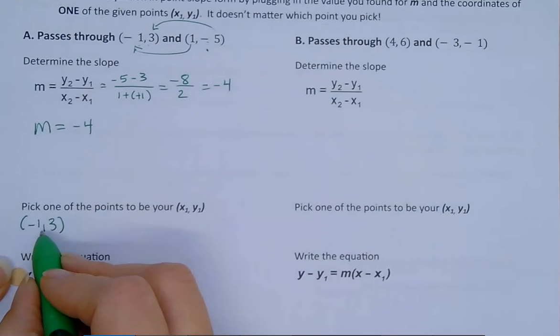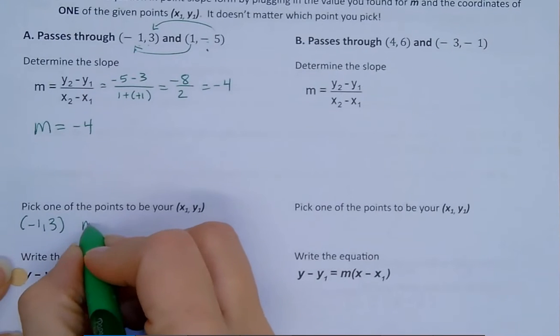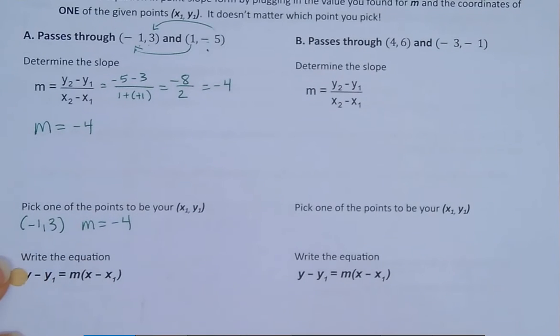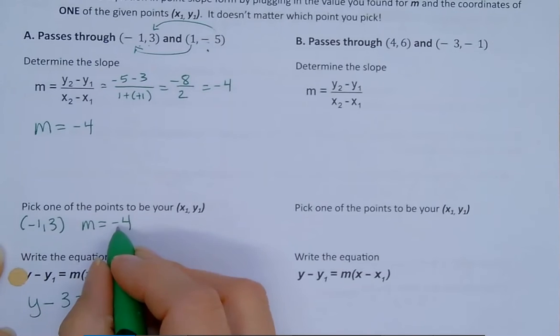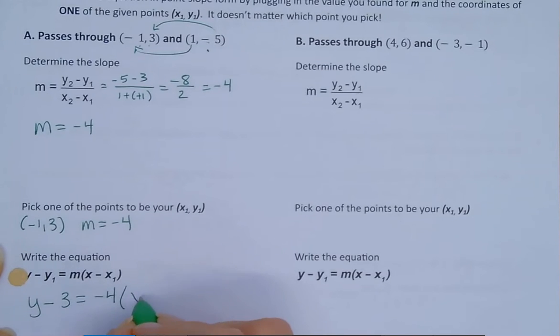Okay, if I know that that's my point, and I know my slope is -4, right, from right here, we calculated it, I can write my equation, y minus y sub 1, which is 3, equals my slope times x minus -1. X minus -1 is the same as x plus 1.